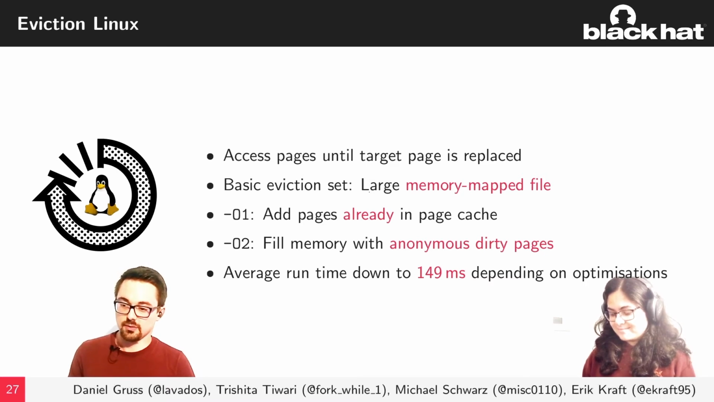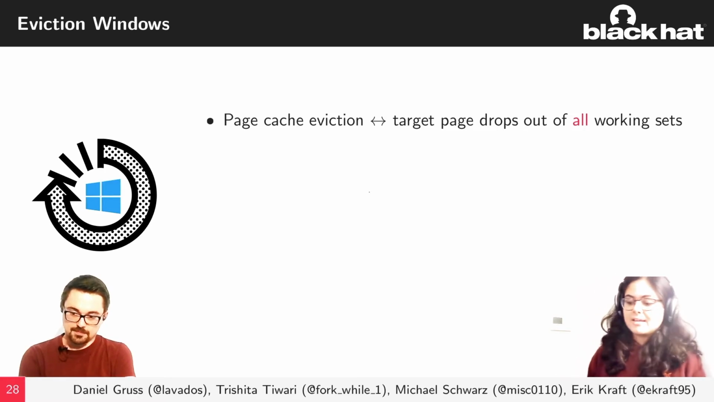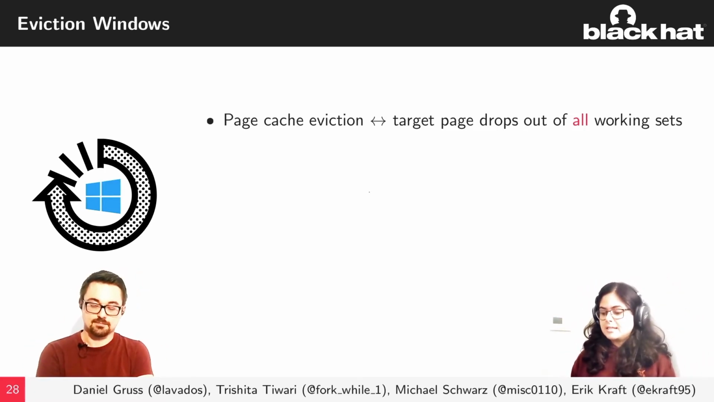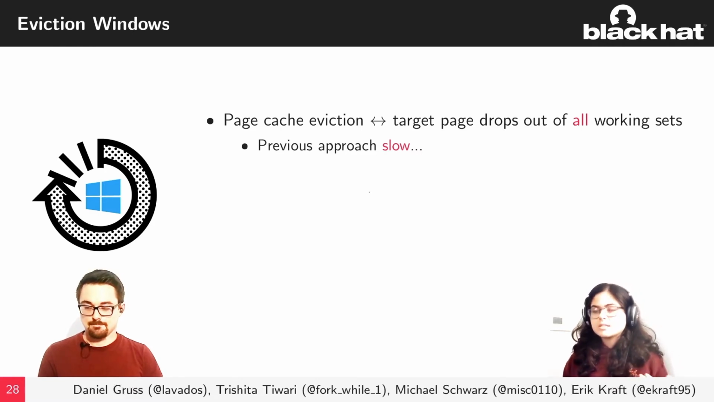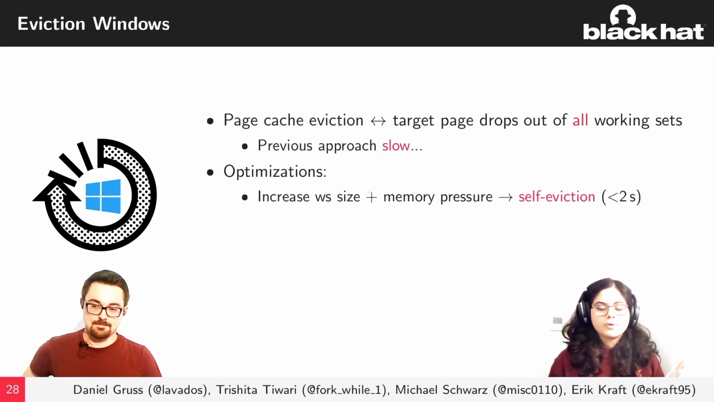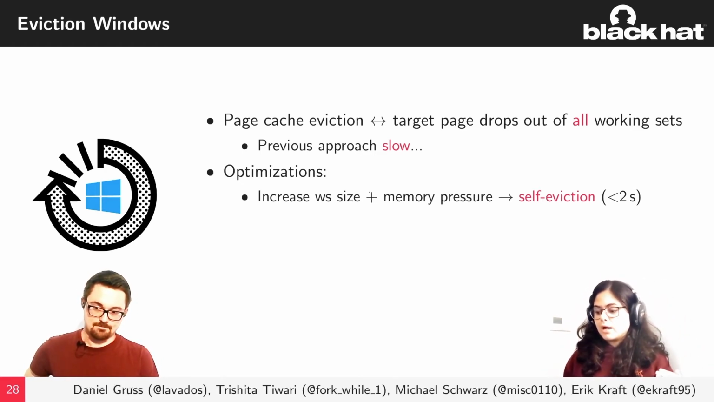After seeing these Linux approaches, let's look at the Windows ones. On the Windows side, a page cache eviction basically means the target page is dropped out of all of the working sets, so the previous approach would be kind of slow. The optimizations we use for Windows are to increase the working set size and the memory pressure. This leads to self-eviction of the page, and it takes less than 2 seconds.